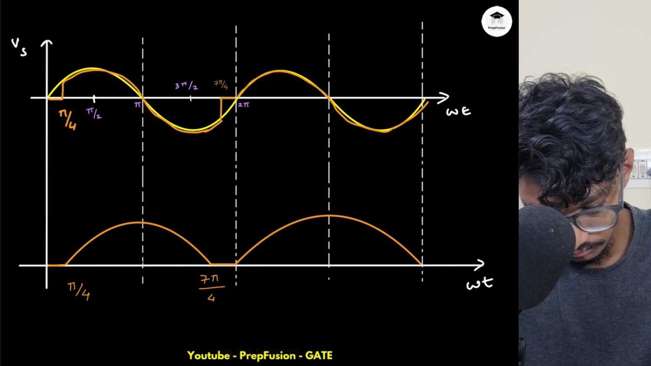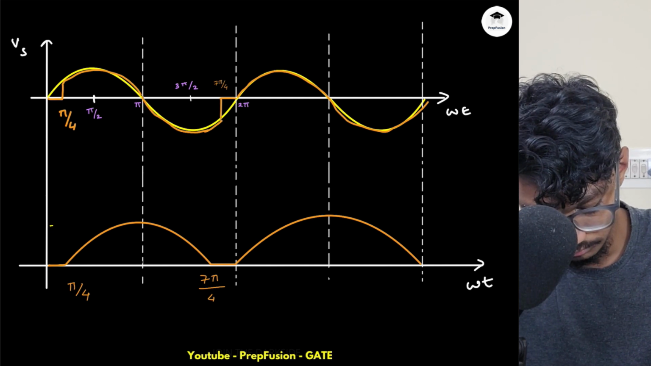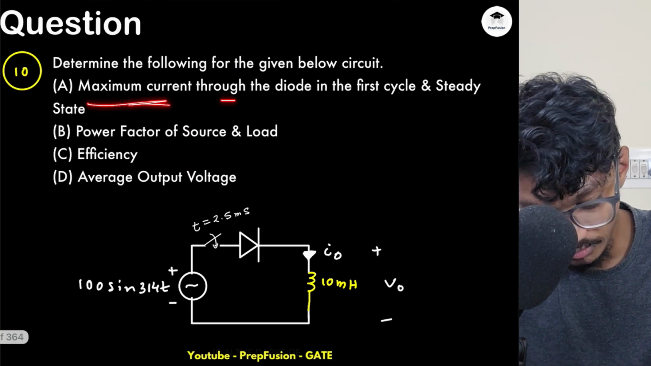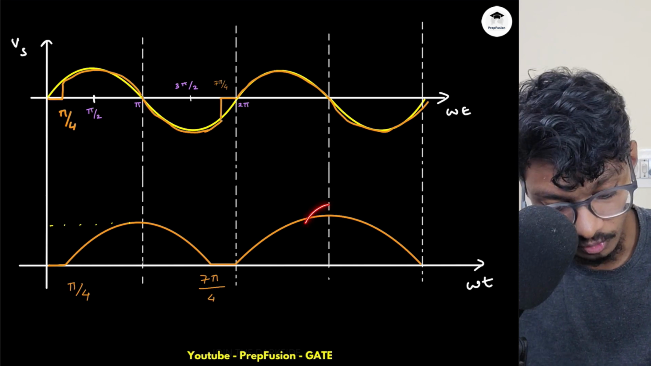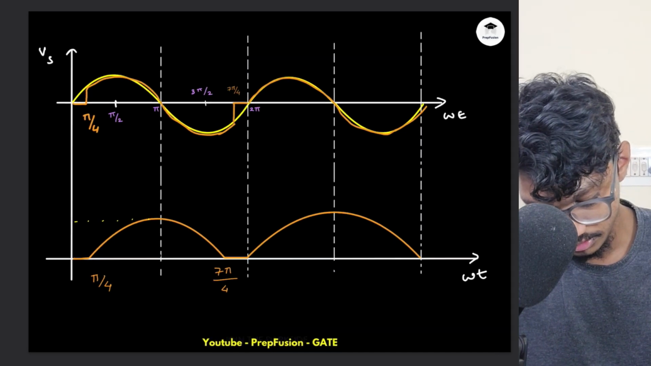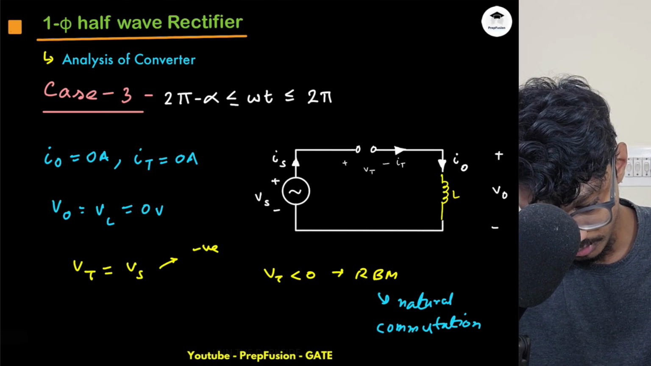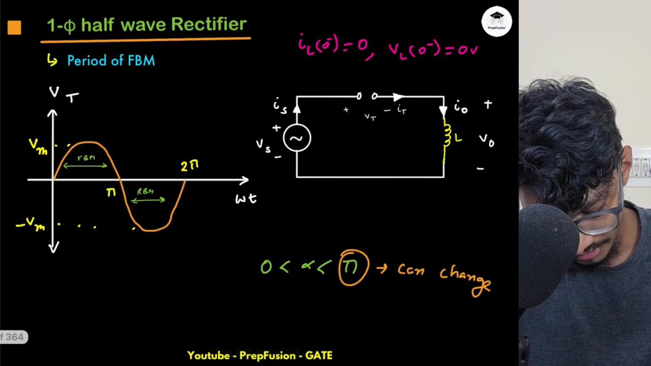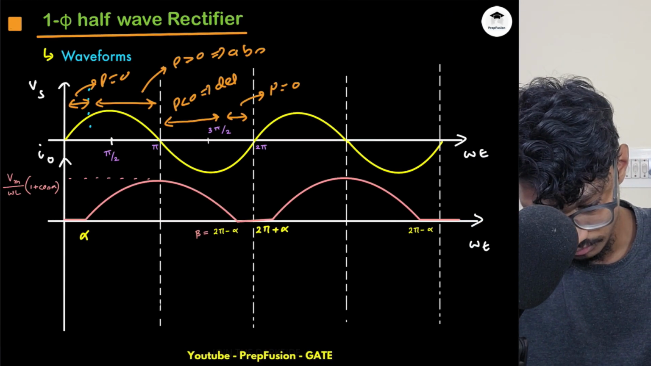So here, what are they asking? They are asking for the maximum current through the diode in the first cycle and in steady state. In the first cycle, the maximum current will be somewhat lower than this. So what will be the maximum current here in the first cycle? I have already derived this, right? If you want to compute the maximum current when it is triggered at alpha, I haven't derived the maximum value.